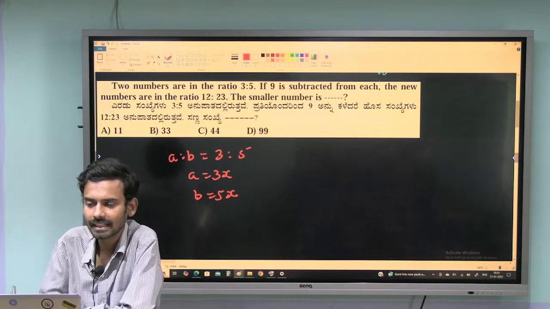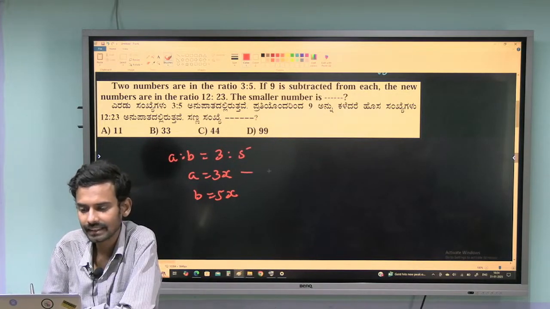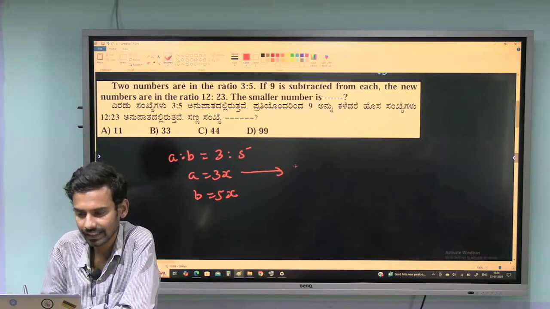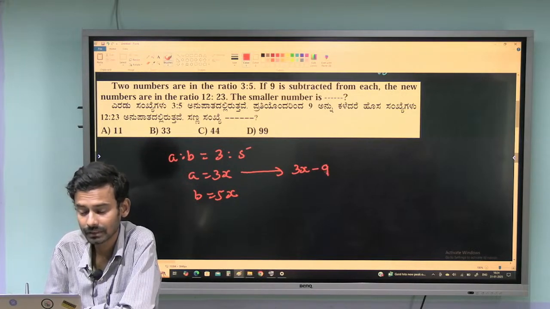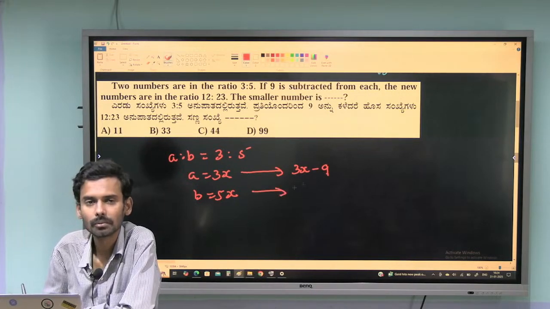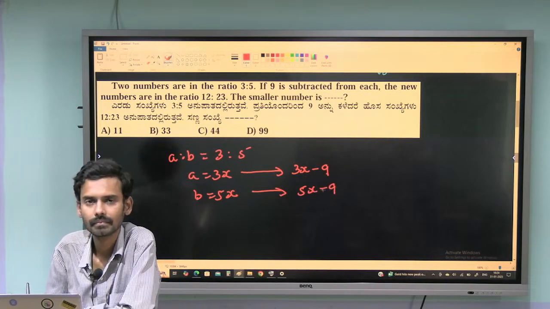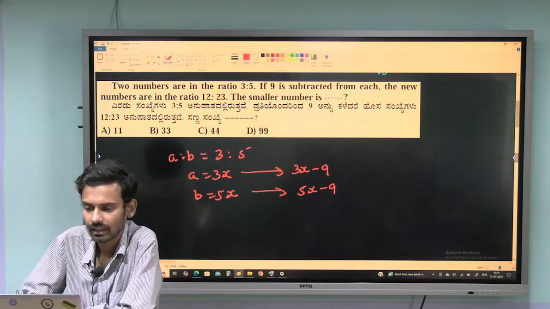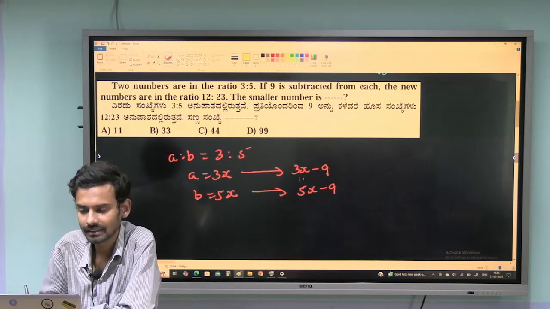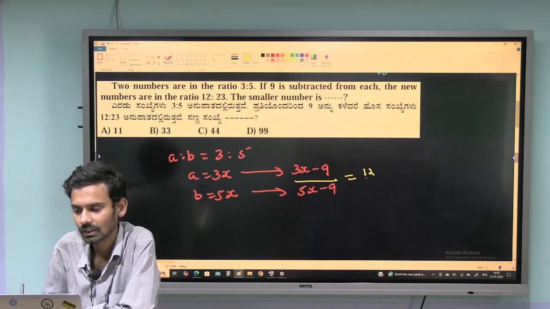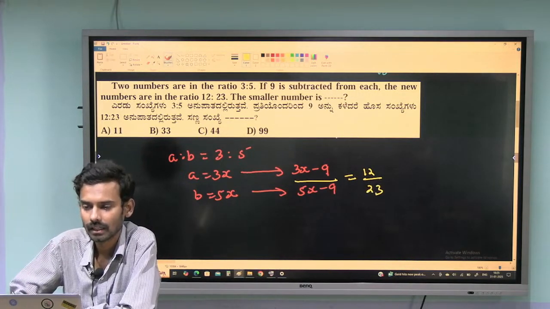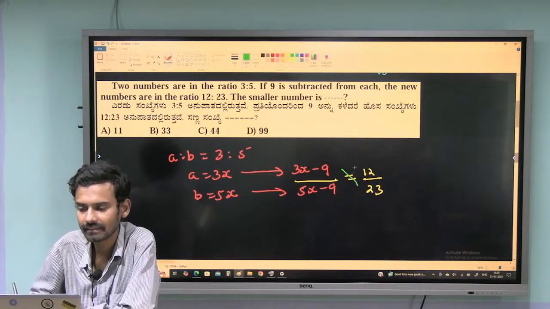If 9 is subtracted from each number, now A is 3x. If you subtract 9 from that A, you will get 3x minus 9. And if you subtract 9 from second number, that is B, you will be getting 5x minus 9. Now this ratio is given. How to find this ratio? 3x minus 9 divided by 5x minus 9. This value is given to me as 12 by 23. Now just cross multiply this and get the value of x.